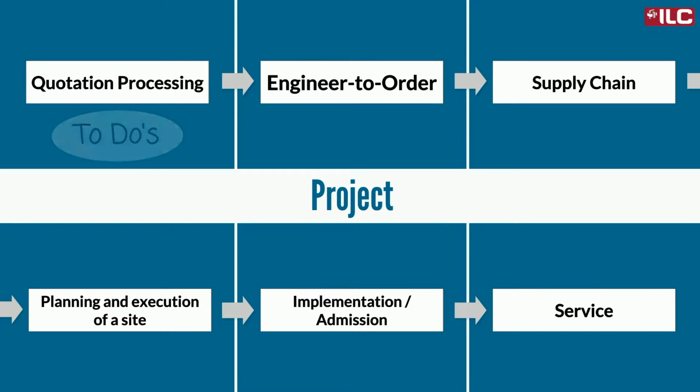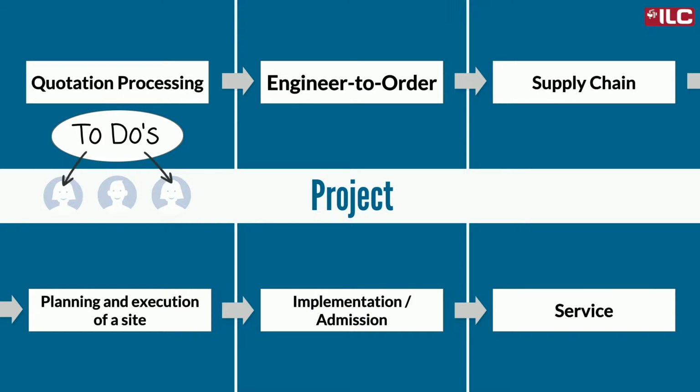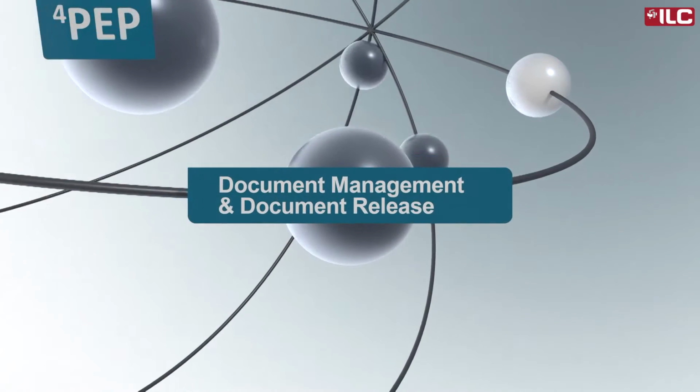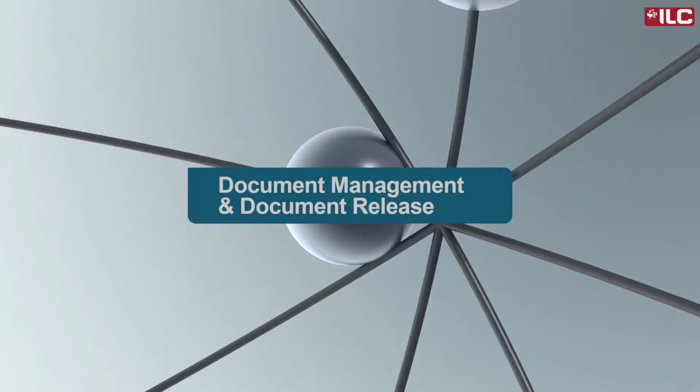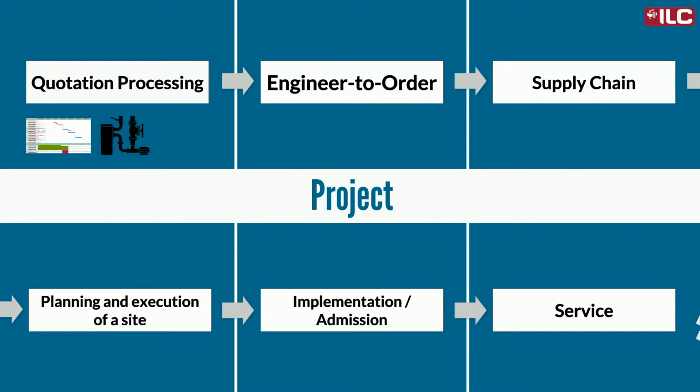You simply create a project with the different phases, tasks and responsibilities. ⁴PEP's document management allows you to link project documents like schedules, drawings and specifications to the project using drag and drop. This way, everyone involved has access to the full content of the project at any time.